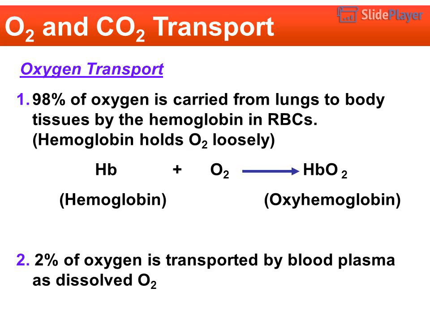O2 and CO2 transport. Oxygen transport. 98% of oxygen is carried from the lungs to body tissues by the hemoglobin in RBCs. Hemoglobin holds O2 loosely. Hb plus O2 gives HbO2, oxyhemoglobin. 2% of oxygen is transported by blood plasma as dissolved O2.